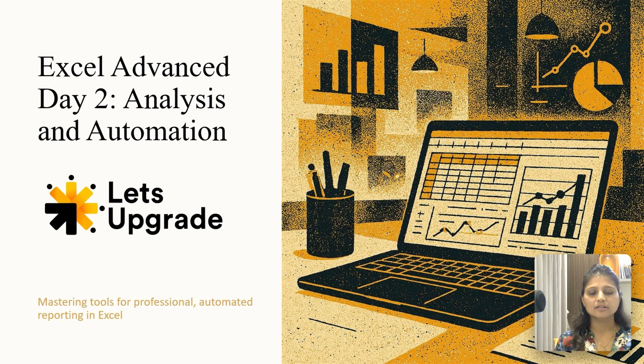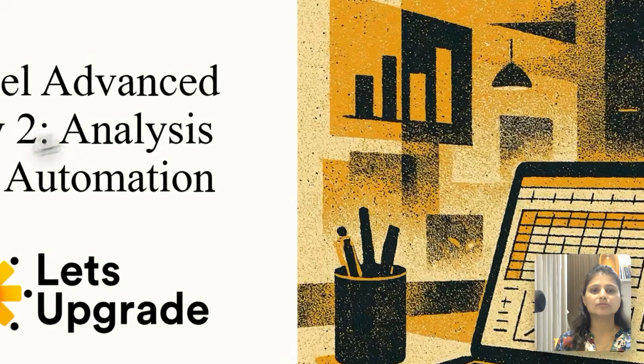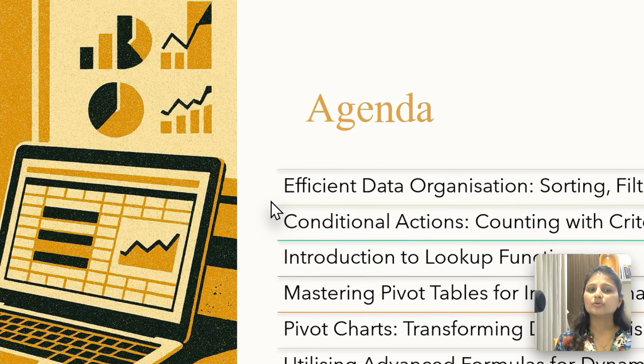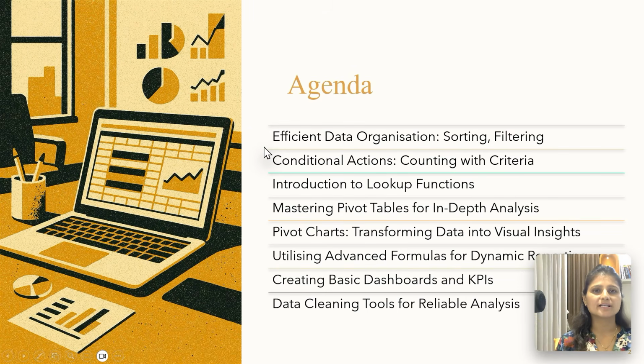So let's start. Definitely we'll start with the agenda. We have covered a few basic concepts in day one. In day two, we are going to learn how to organize your data, so sorting and filtering your data. Then we'll move on to understand how to do certain counting based on criteria. Like, I want to know how many learners have passed the examination or how many of them have failed. So how do I keep track of that counting?